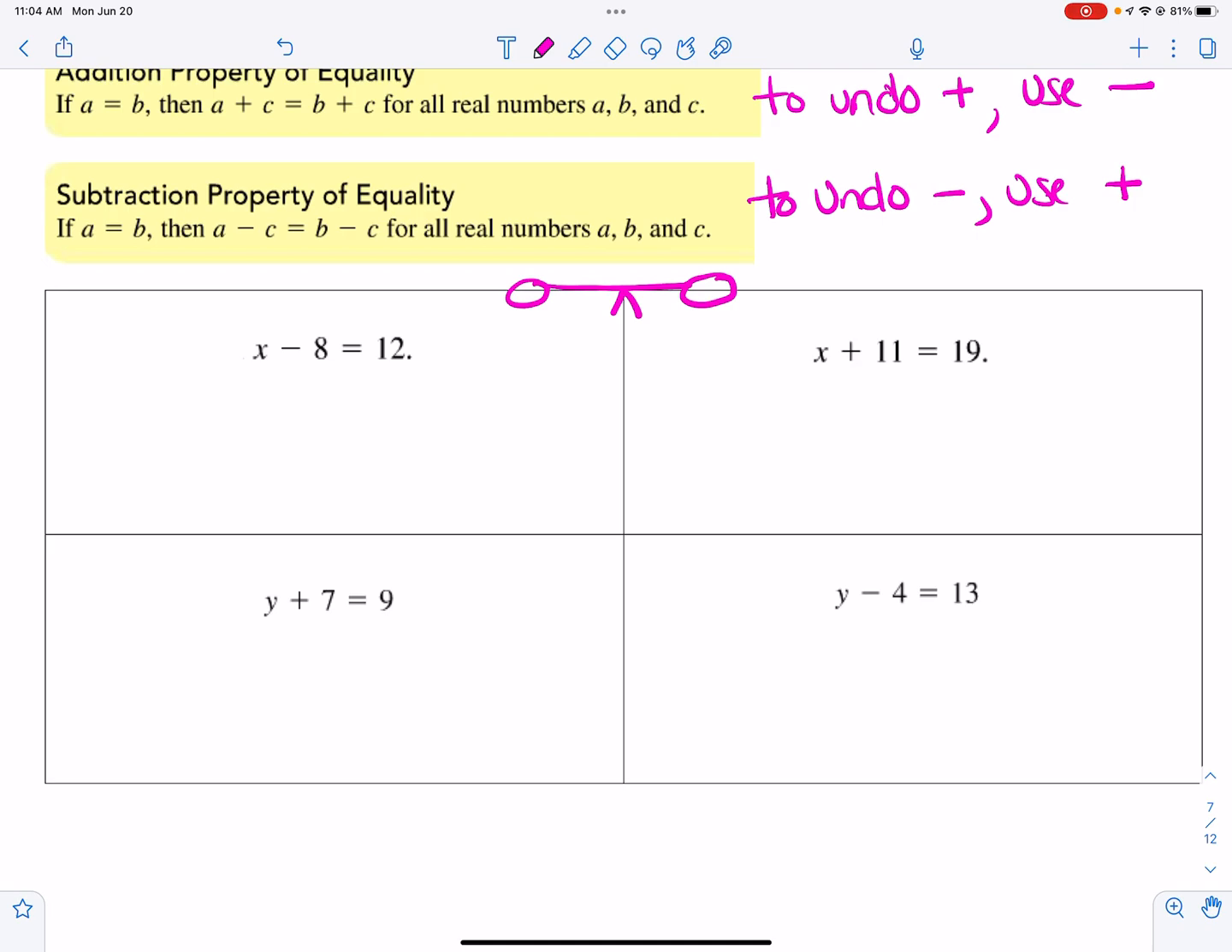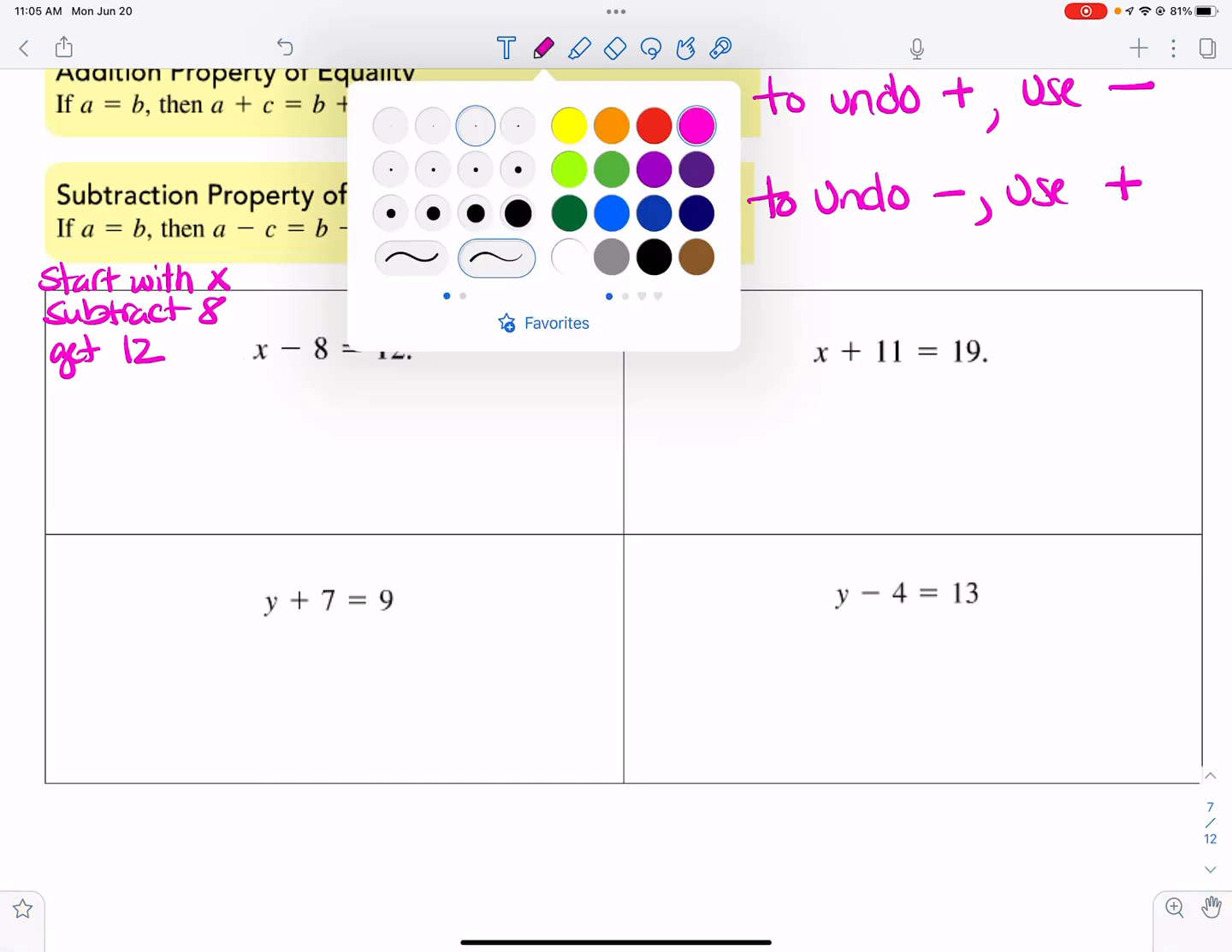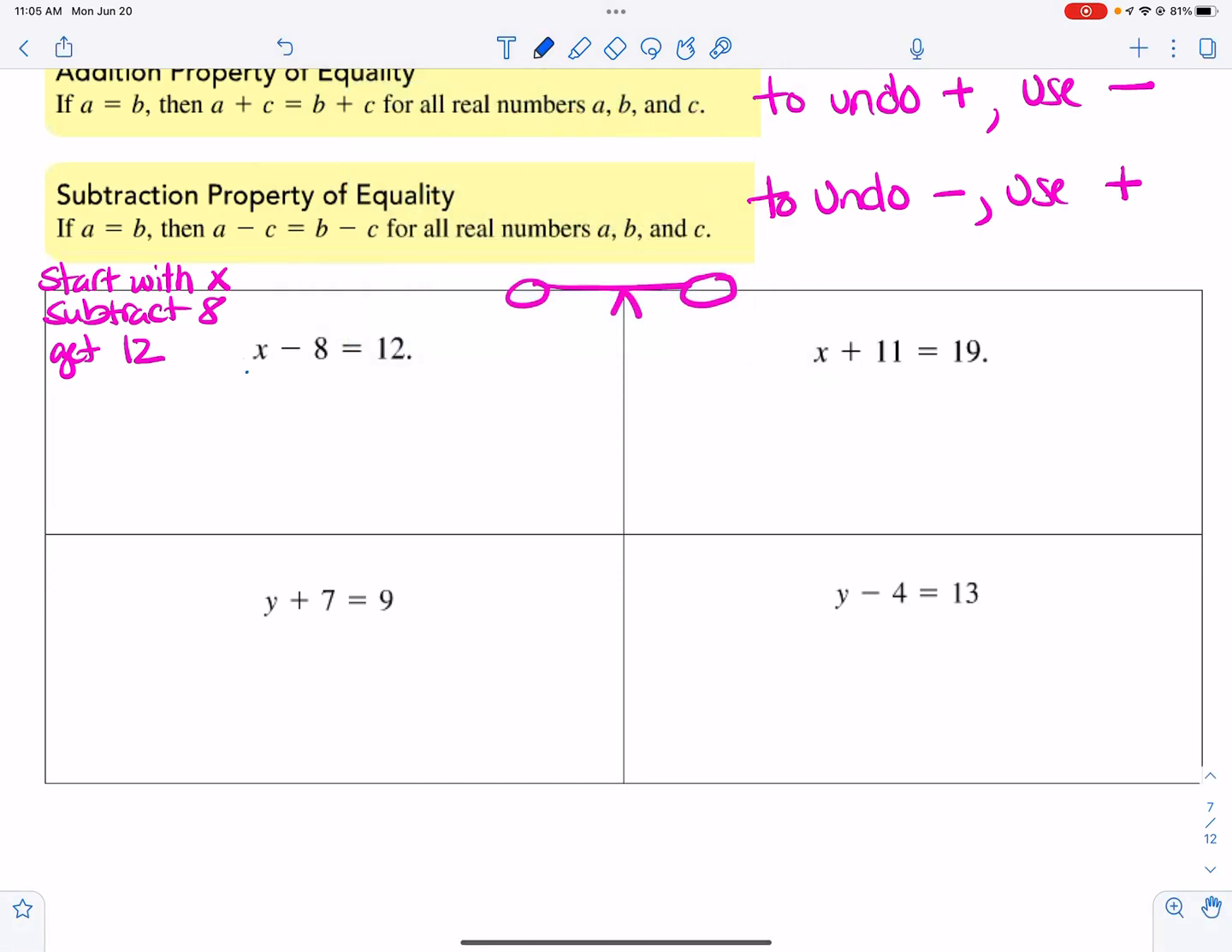Now, if I were to read this problem to you, I would say start with x, subtract 8, and get 12. Okay, that's just reading the problem. So to reverse this, I'm going to do the opposite. I'm going to start with 12, add 8, and get 20, which is going to be my solution.